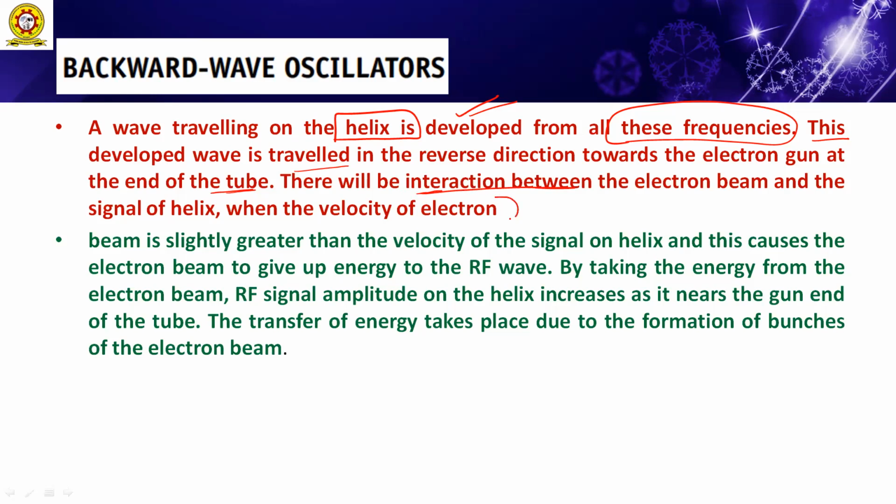So automatically, the velocity of this electron beam should match the helix wave. BWO operation: like in HWT, in BWO the beam velocity is slightly greater than the velocity of the signal on the helix. So therefore, this causes the electron beam to give up a particular energy to the RF wave.